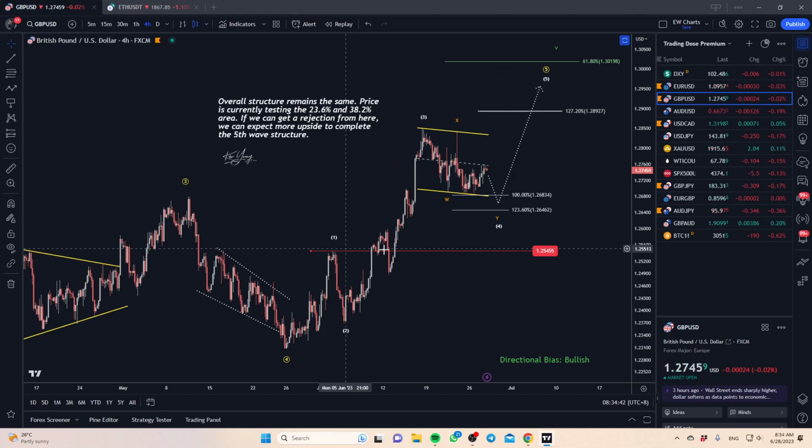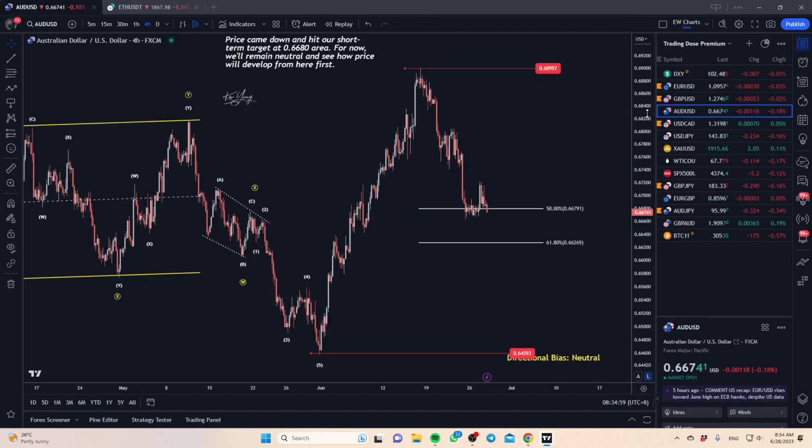And of course, the invalidation of this idea here is around 1.2545, right? So as long as price maintains above that and we continue to develop correctively, we're expecting more upside from here on. So decent opportunities to keep an eye on as well in terms of the pound.